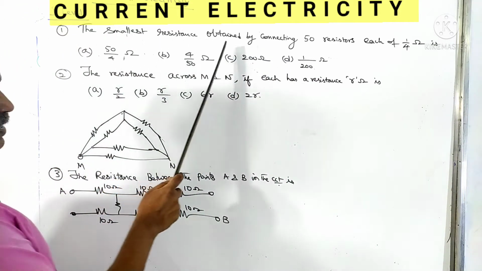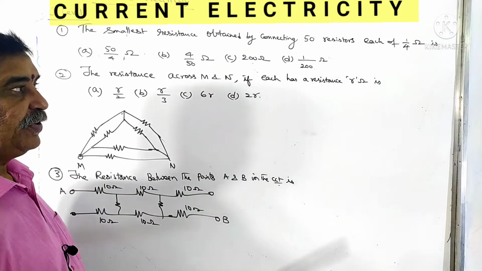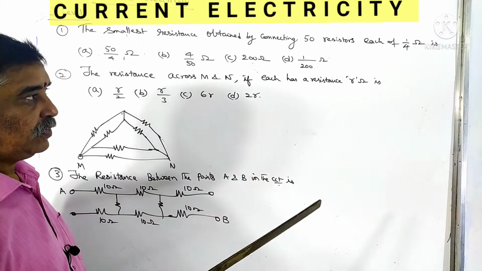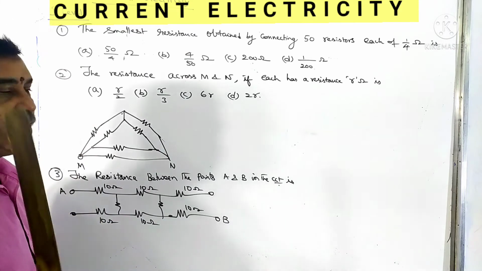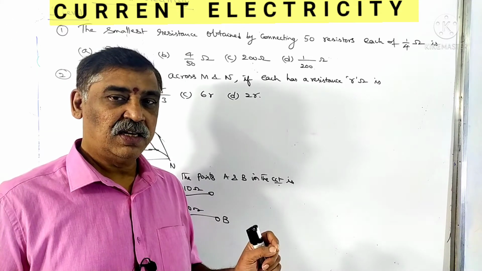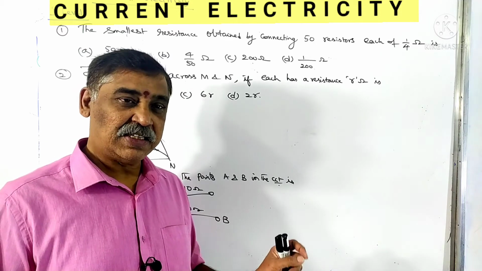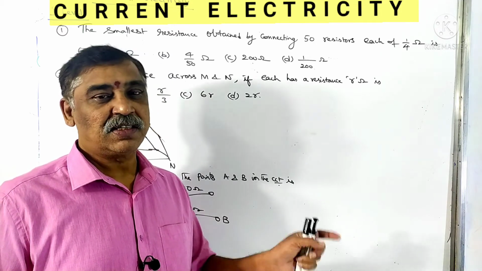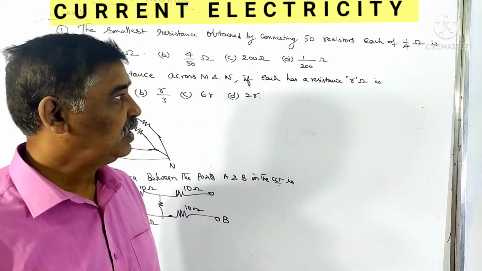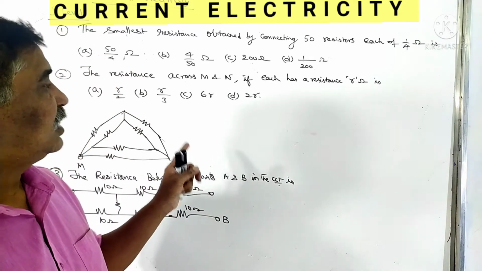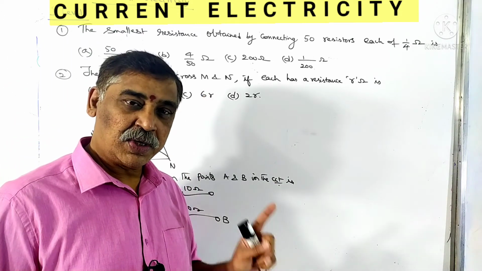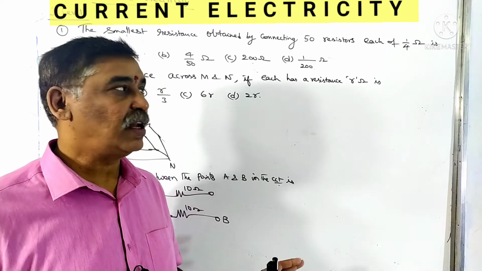The smallest resistance obtained by connecting 50 resistors, each of 1 by 4 ohm, is... 4 options are given. We learnt when resistors are connected in parallel, effective resistance is less than the smallest resistance of the combination. Now, to obtain the smallest resistance, you should connect resistances in parallel.